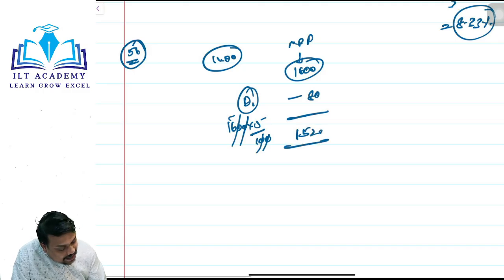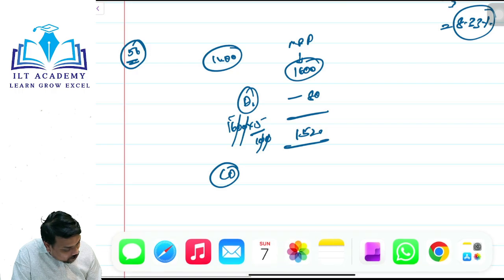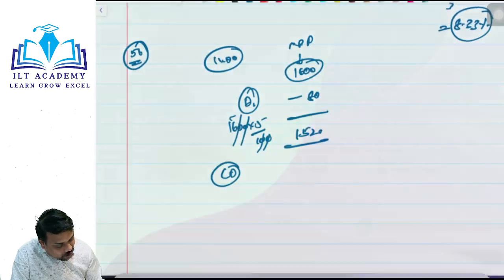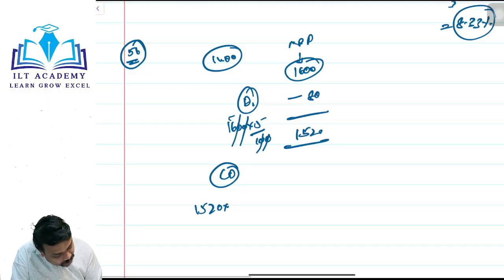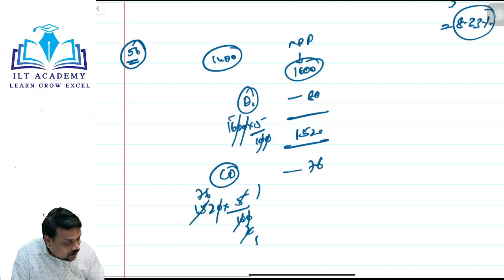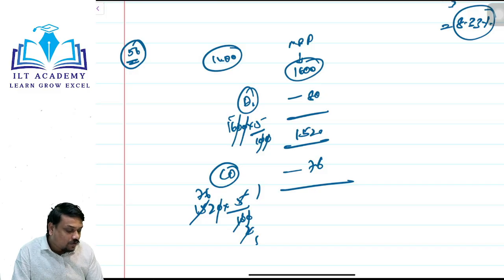But if he pays cash, again cash discount you are going to give 5% more. So 1520 का 5% कितना हो गया? Into 5 divided by 100. 0 cancel. 1 जा 2 जा 2 1 जा 76. So 76 minus निकाल दिया तो कितना होता? 1444.